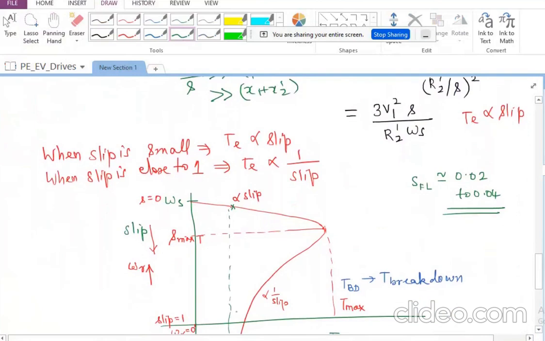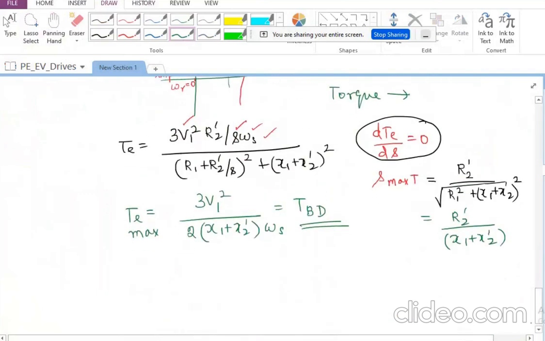So the full load or rated speed is going to be only operating with 4% slip, or 0.96 times omega s. That is going to be omega r rated. Under such a condition, it will be able to generate a torque. So let me call this the full load torque or rated torque.